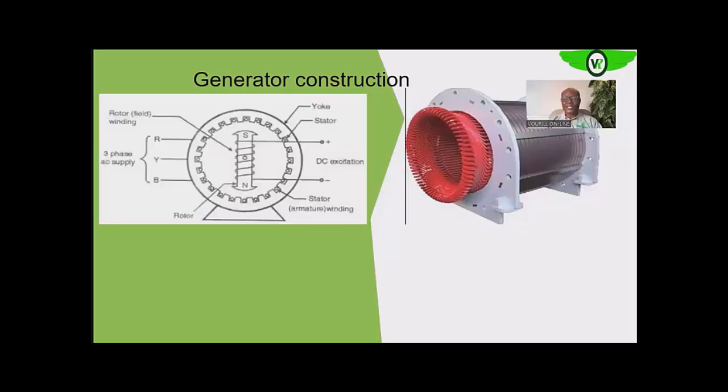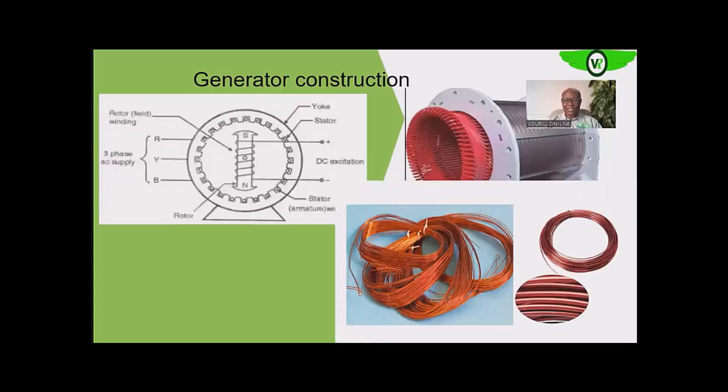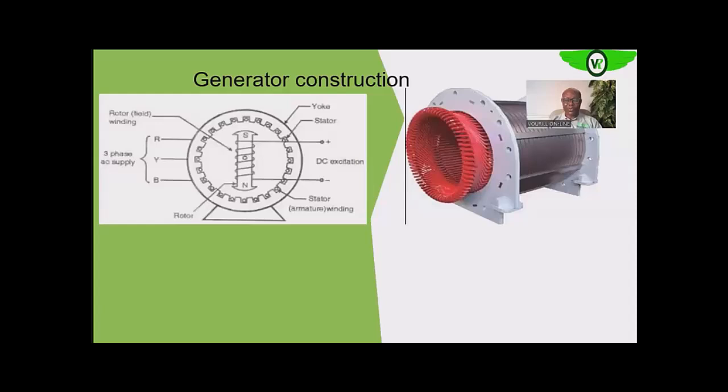They are wound with the same size of wire, insulated copper wire, the same gauge of wire, the same number of turns. Are we getting it? So that what is produced in each of these sets of windings, the red phase, yellow phase, or blue phase, is the same thing.